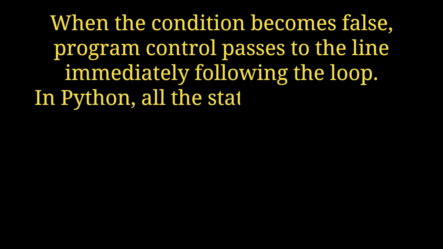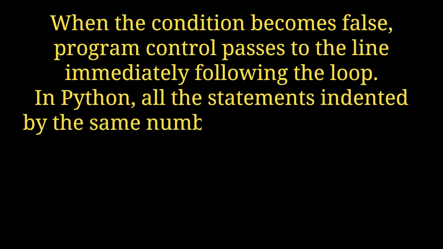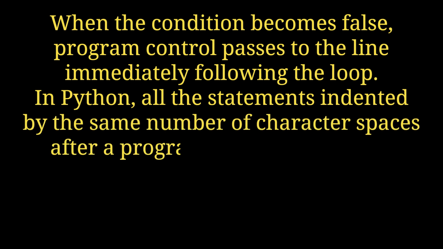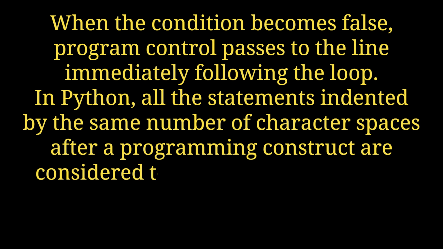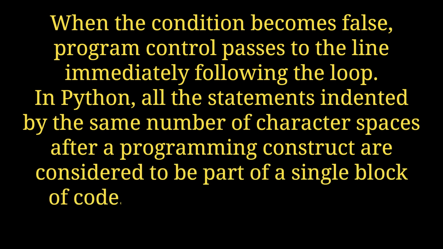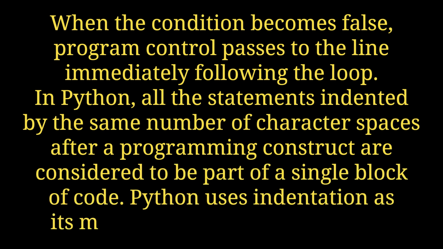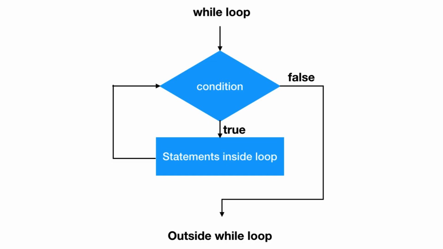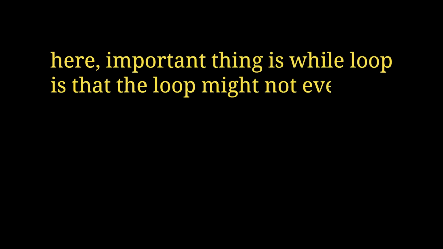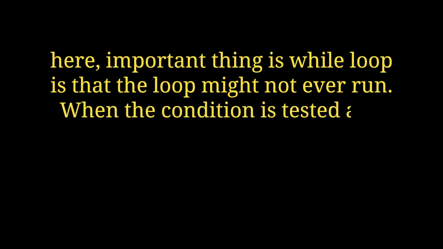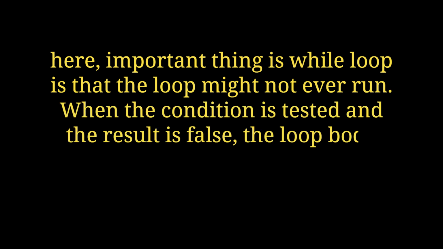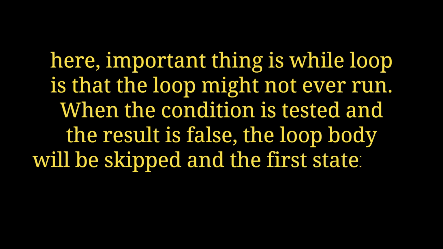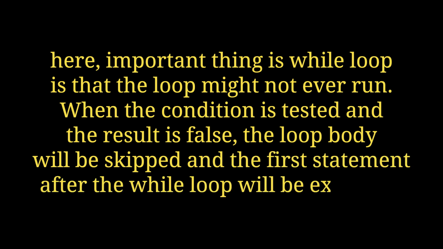In Python, all the statements indented by the same number of character spaces after a programming construct are considered to be part of a single block of code. Python uses indentation as its method of grouping statements. Here is the flow diagram of a while loop in Python. The important thing about a while loop is that the loop might not ever run. When the condition is tested and the result is false, the loop body will be skipped and the first statement after the while loop will be executed.